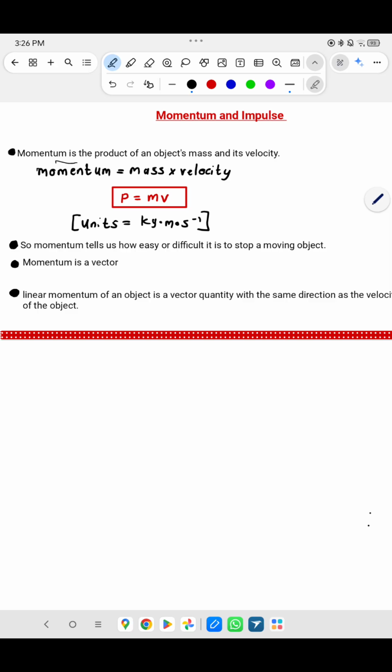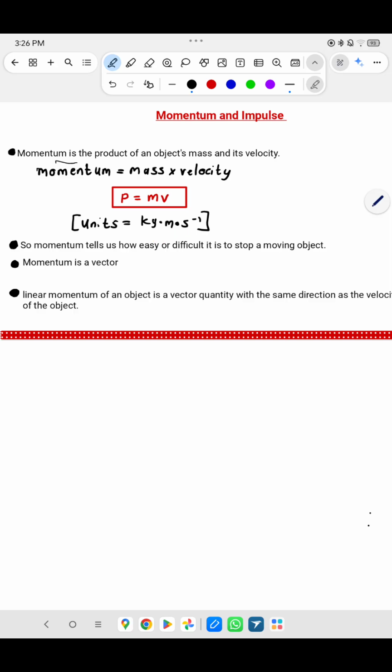Momentum is the product of an object's mass and its velocity. The product refers to multiplication. That's why you can write it in words like this: momentum is equal to mass times velocity. In formula form, you will put it like this: P, which stands for momentum, is equal to m times v. And the unit of momentum is kilogram meters per second.